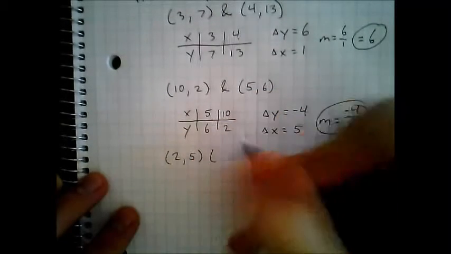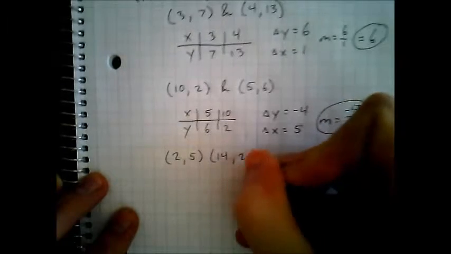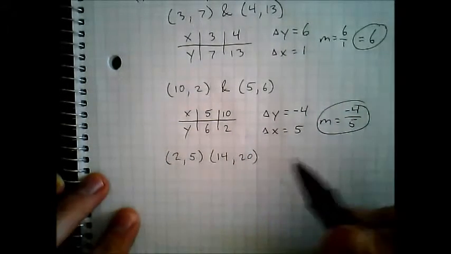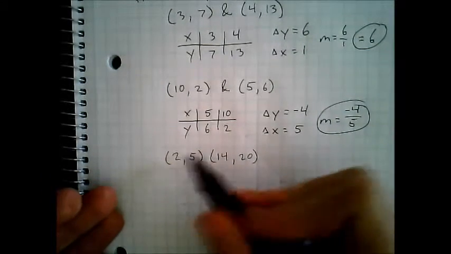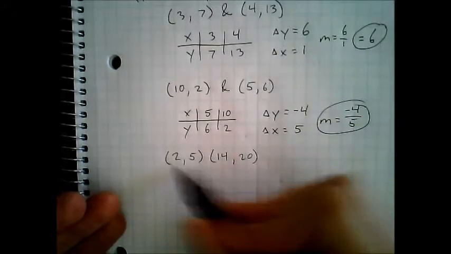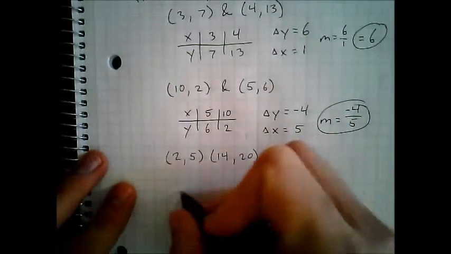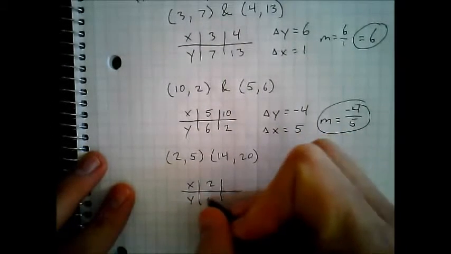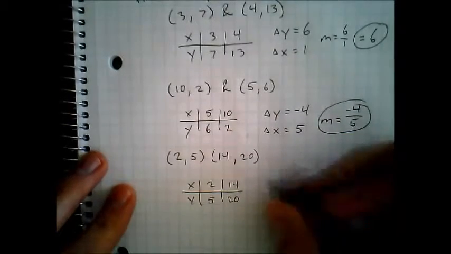So let's say through the points (2, 5) and (14, 20). Again, these pair of points means figure 2 has 5 tiles and figure 14 has 20 tiles. So we want to know, how do we get from this point to this point? How do we get from this figure to this figure, from figure 2 to figure 14? Figure 2 has 5 tiles, figure 14 has 20 tiles.